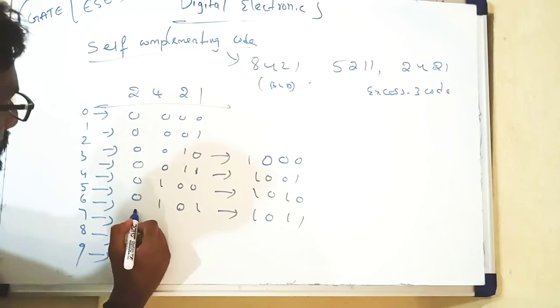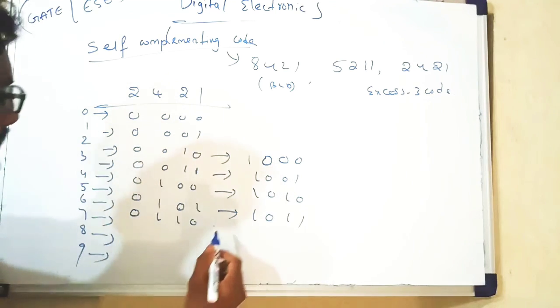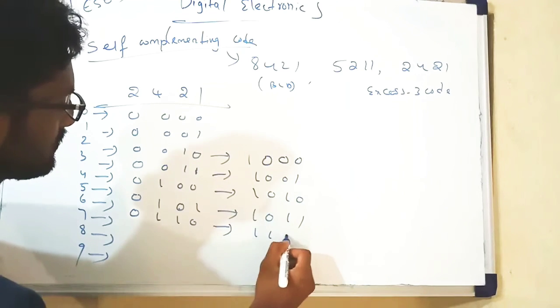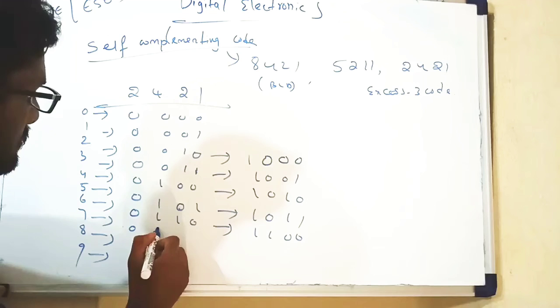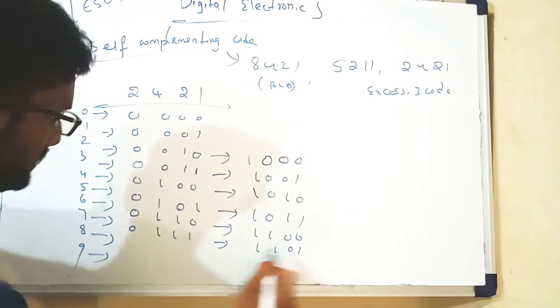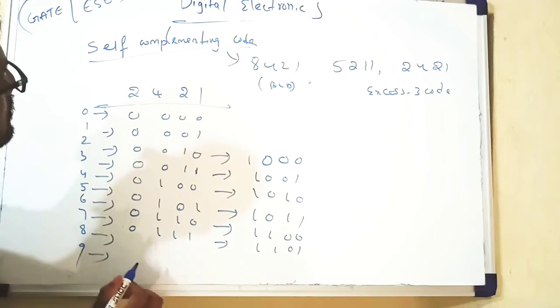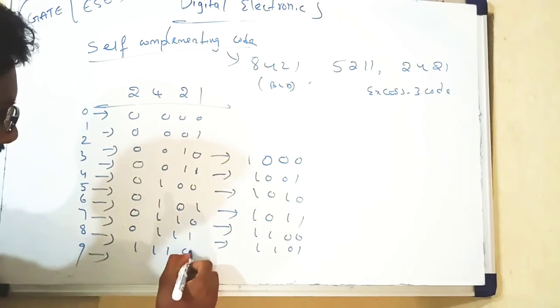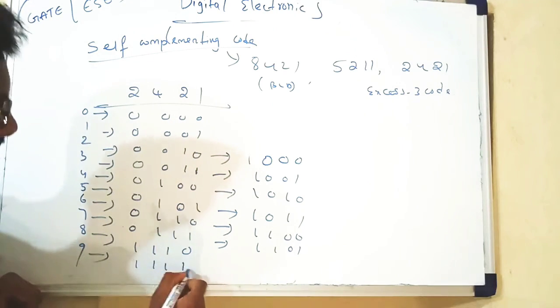6 means 0110. There is also another possibility 1100. 7 means 0111. There is also another possibility 1101. 8 means 1110. No other possibility. 9 means all are ones.